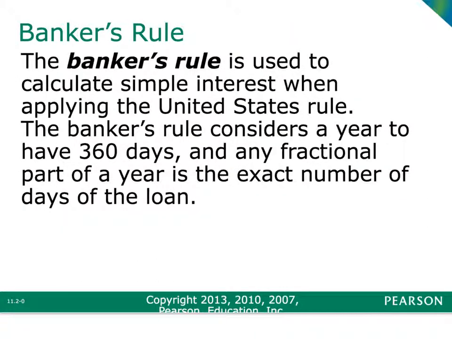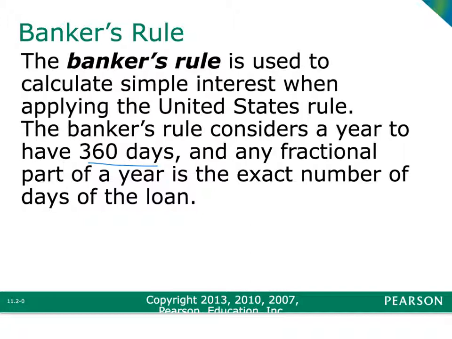Okay, so when you do this, you're going to have to use what's called the banker's rule. And the banker's rule is used to calculate the simple interest when the United States rule applies. So the banker's rule is going to consider a year to be 360 days, so be careful. Again, don't say that a year is 365. And any fractional part of the year is the exact number of days in the loan. So that can get a little tricky because January has 31 days, but February only has 28 days.